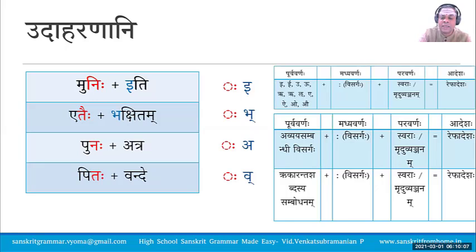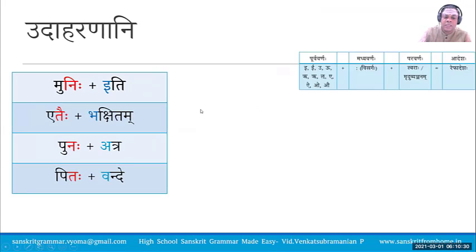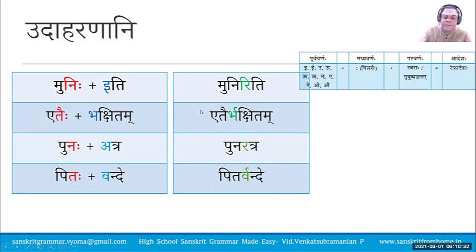Pitaha vande. Pitaha is the Sambodhana form of Pitru Shabda. Pitru Shabda is Rikaranta Shabda. After the Visarga, we are having Mridu Vyanjana Vakara. Now Visarga gets replaced by Repha. So the answers will be Munihi iti, Muniriti; Yetaihi bhakshitam, Yetair bhakshitam; Punaha atra, Punaratra; Pitaha vande, Pitar vande.